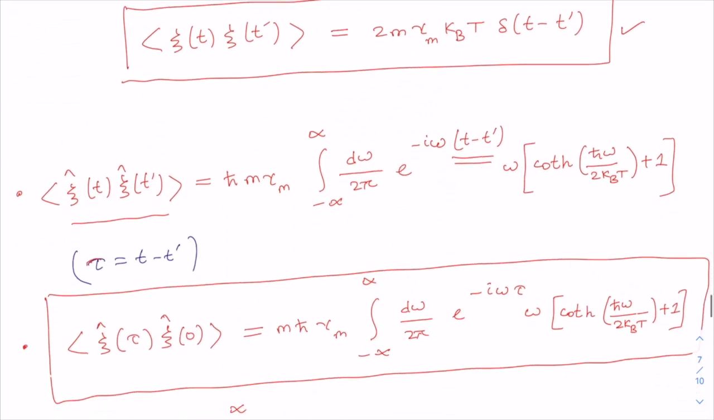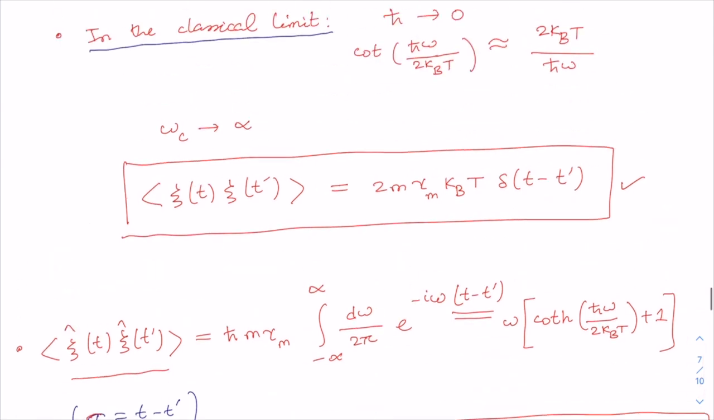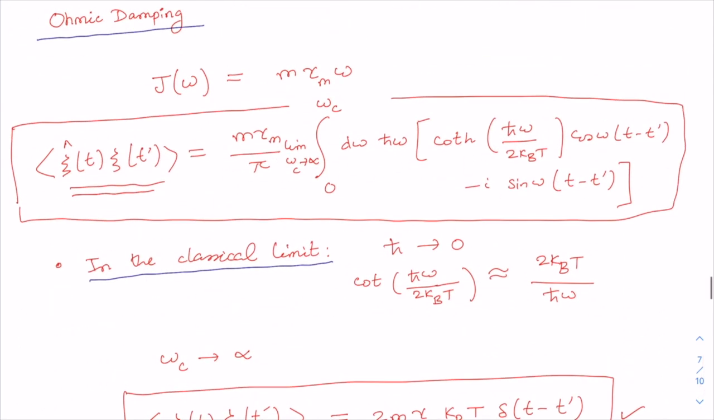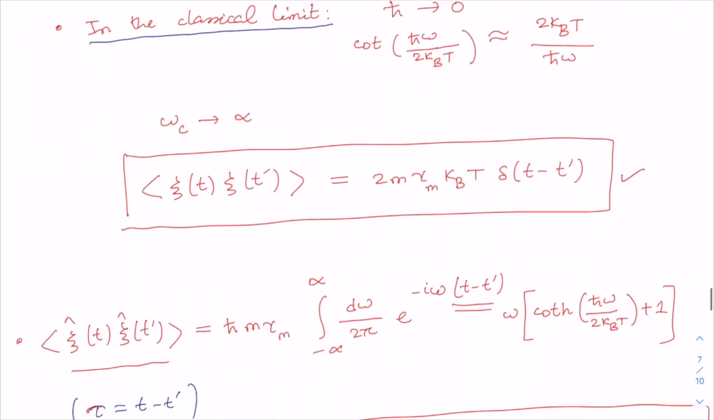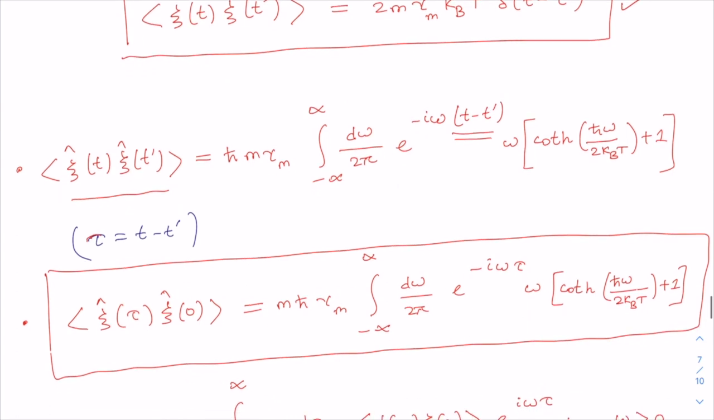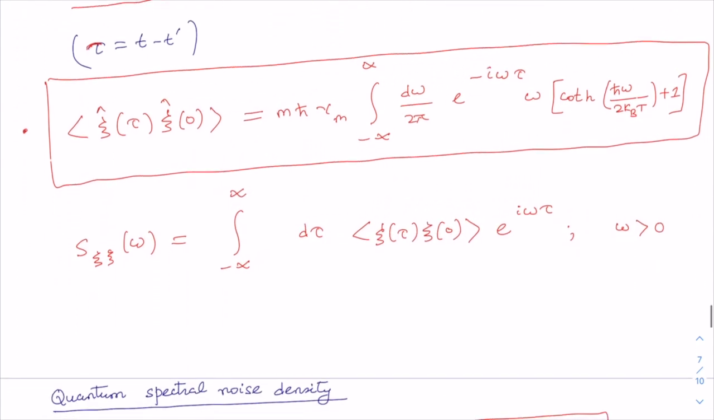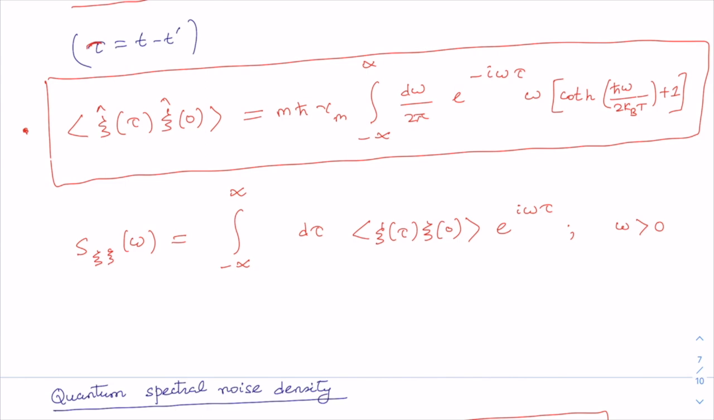We see that this autocorrelator depends only on the time difference, so defining a parameter tau, which basically denotes the time difference, we write down the autocorrelation function in this particular form.